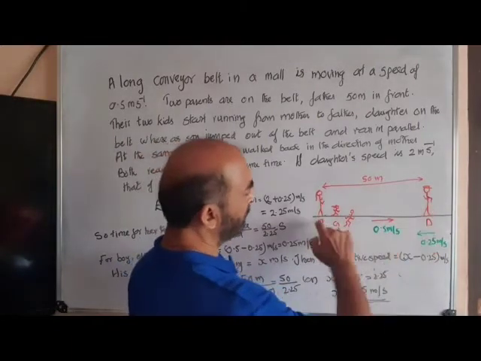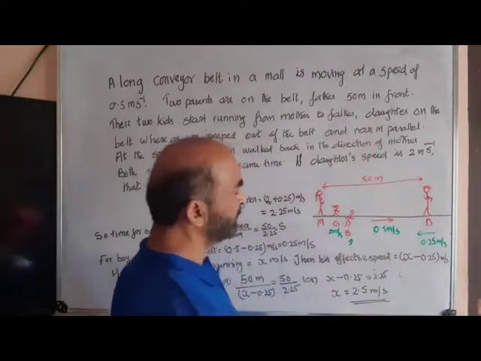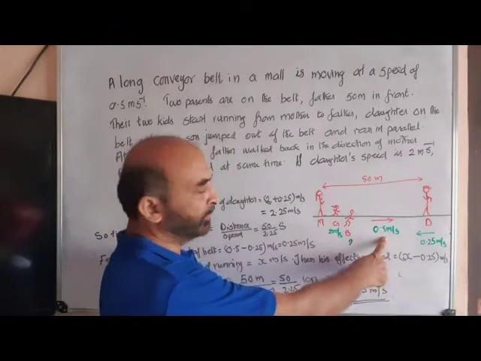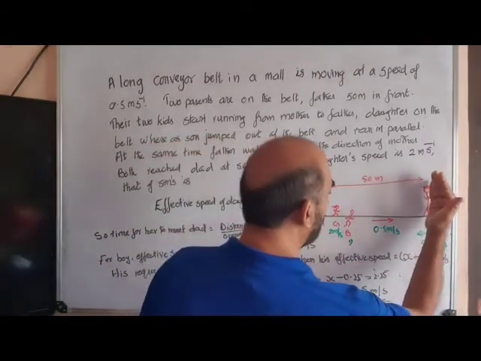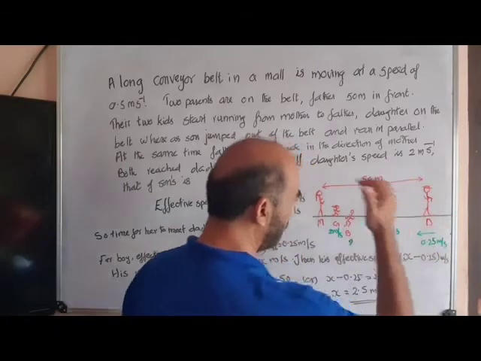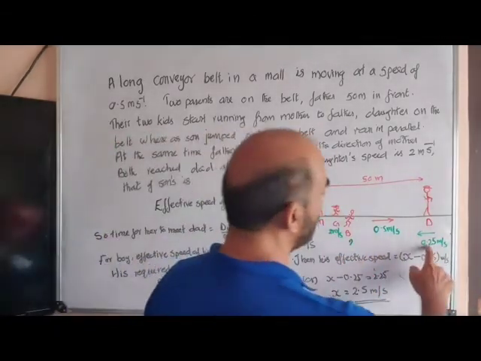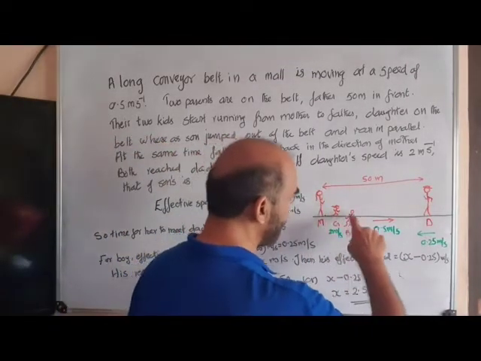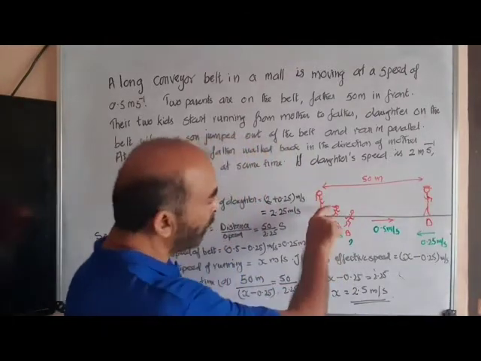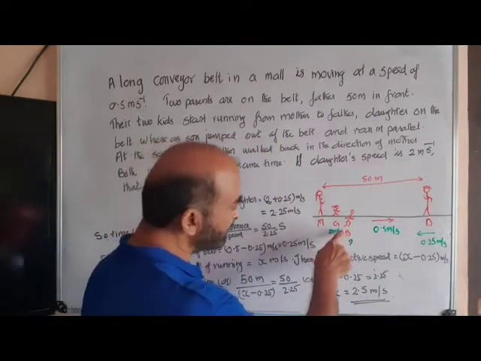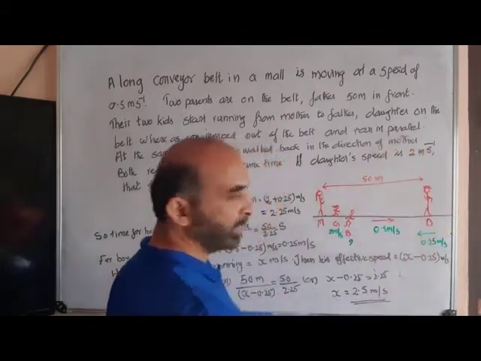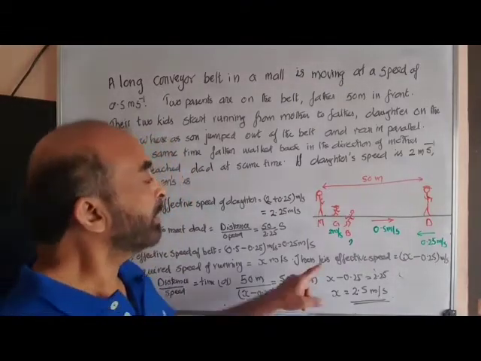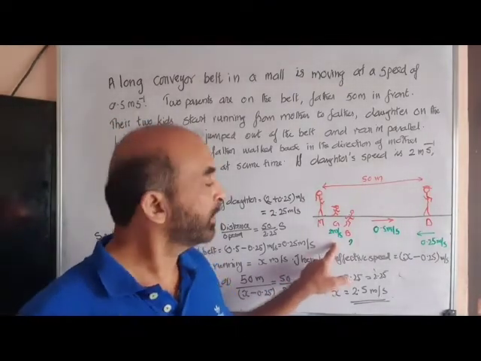Mother, father, belt, 50 meter apart. The belt is moving in this direction with a speed of 0.5 meter per second. At the same time, dad starts walking backward on the belt at a speed of 0.25 meter per second. The girl standing on the belt started running towards the father. The boy jumped out of the belt and started running towards father. Both reached dad at the same time.